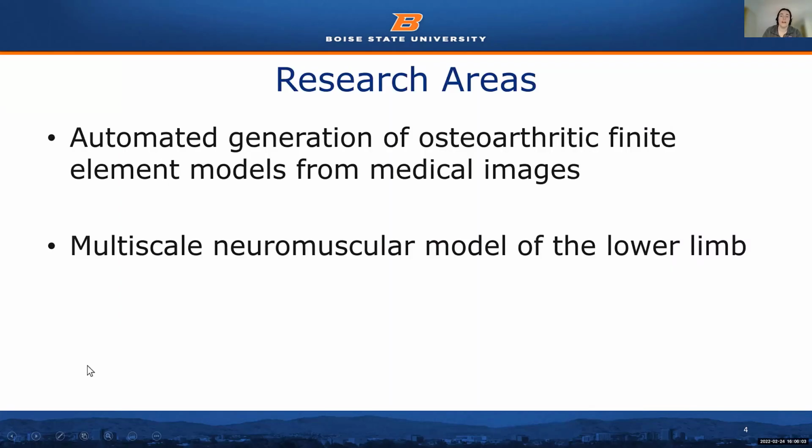We've got probably 4 or 5 different research areas going on in the lab, but the 2 that I'm going to highlight today are, first, automated generation of finite element models, these computational models, from medical images like MRI and CT of osteoarthritic knees in particular. So these are people who have some sort of knee degeneration, who are potentially on track to need a knee replacement later in life. And then I'll also highlight a little bit newer study, work that we've been doing on multi-scale neuromuscular models, where we're trying to integrate some of the neural system into our existing simulations of the musculoskeletal model.